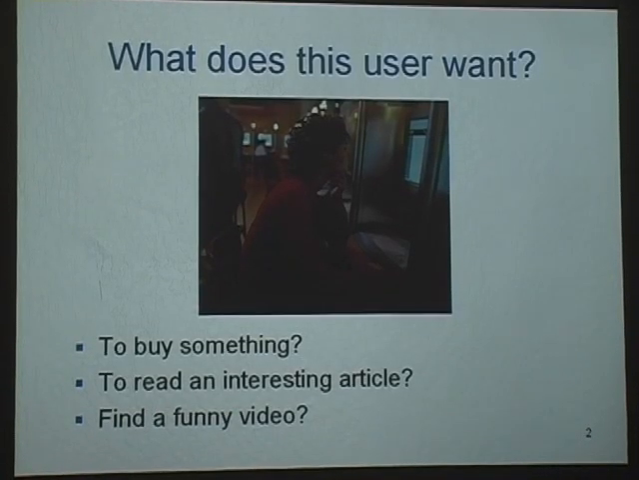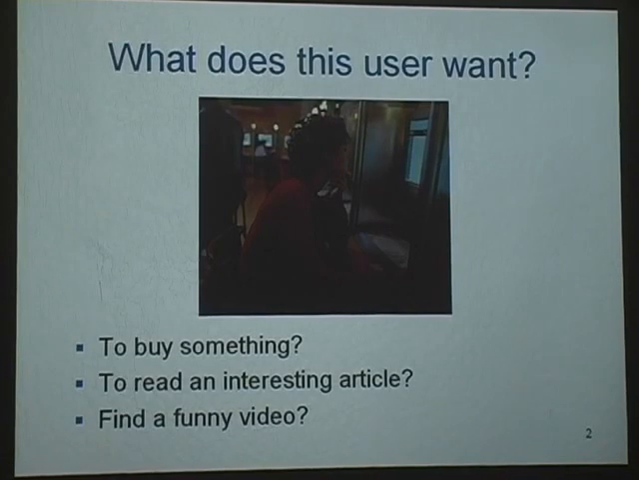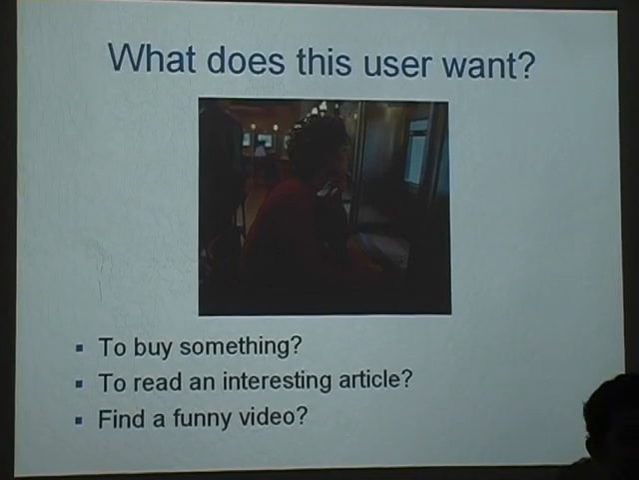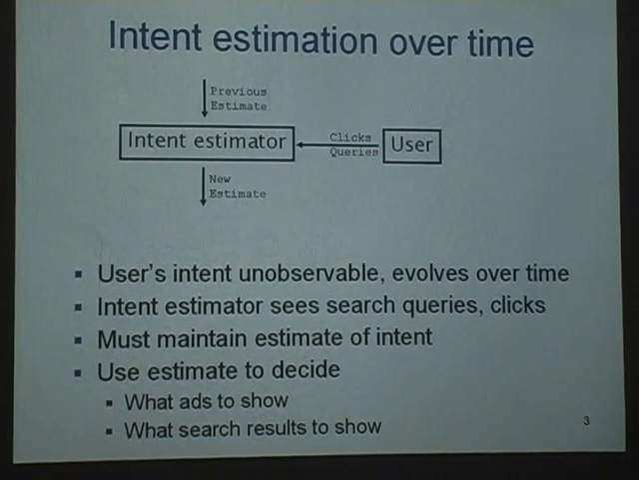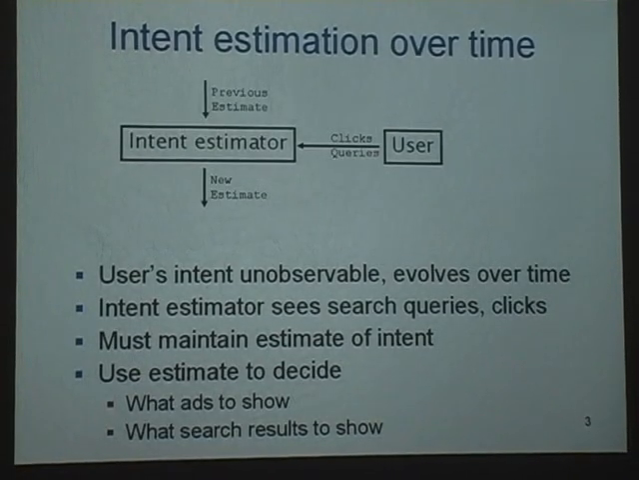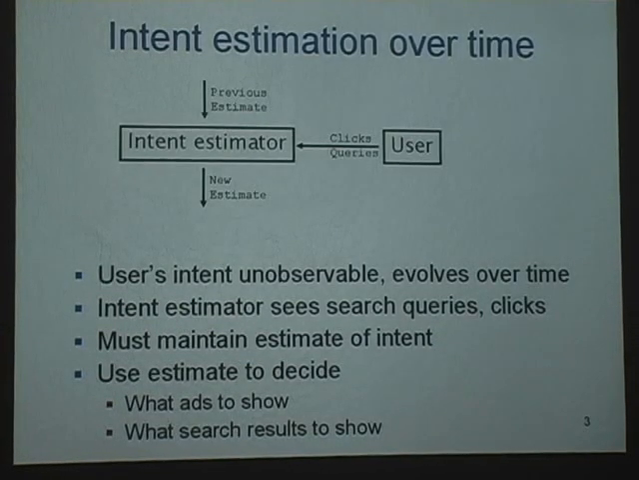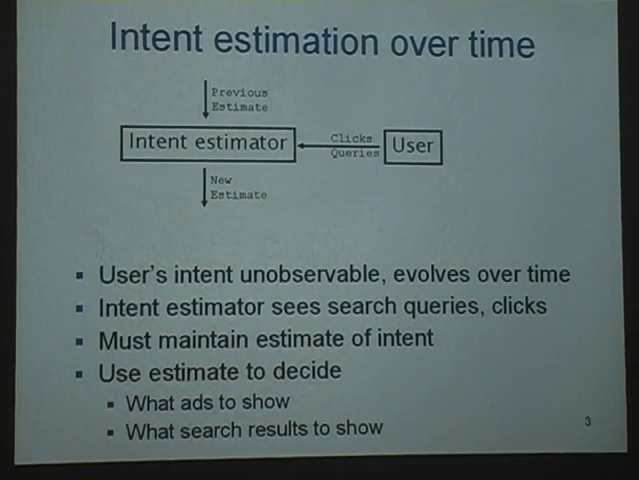There's a standard problem of here's the user surfing the web, and what does this user want? Does she want to buy something, to read something interesting, just to be amused? We can see this is a problem of intent estimation over time, where you have a user whose intent is unobservable, evolves over time, and we have some algorithm which we call intent estimator, which sees things the user does, what they click on, what queries they type, and over time maintains an estimate of what their intent is. Are they looking to buy something, say, or are they just surfing?